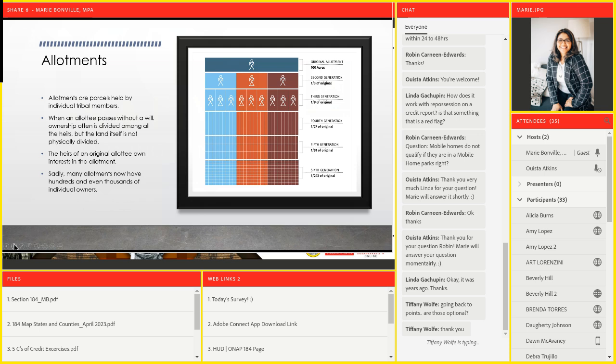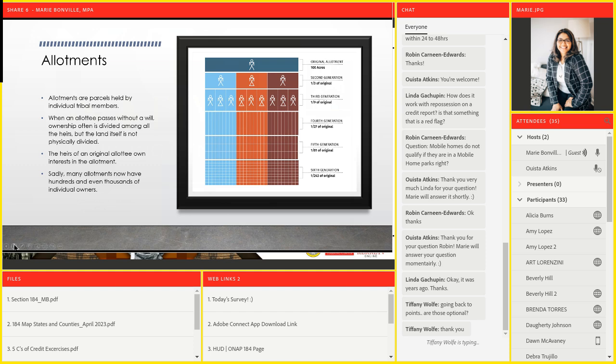And so here's the image to convey what allotments look like. It means that it's held in trust. It's owned by an individual tribal member. When that person passes, especially if they don't have a will, then that ownership right gets broken up amongst the family members. Even though they're not able to sell that land itself, those individuals still have interest in those lands. You typically see this in Oklahoma and other areas where allotments were provided.